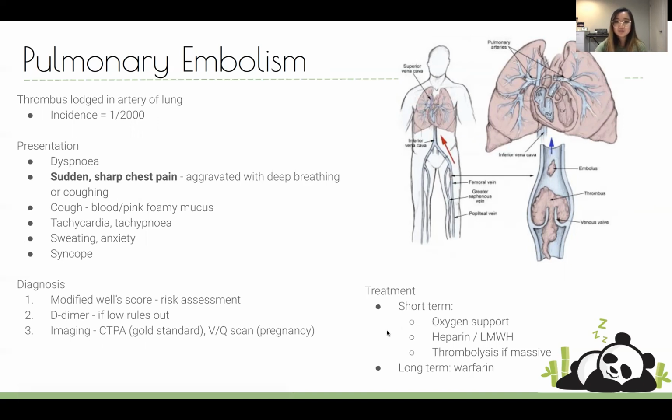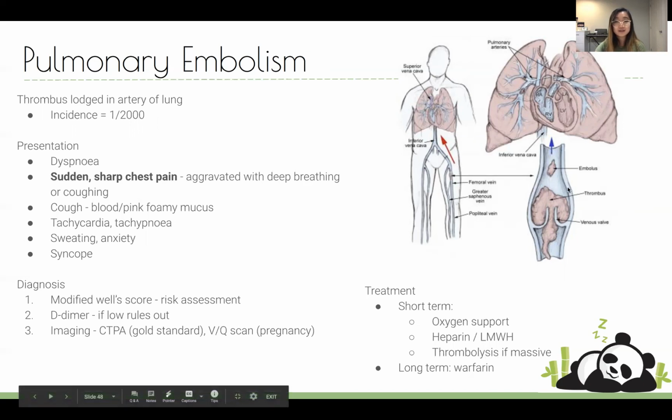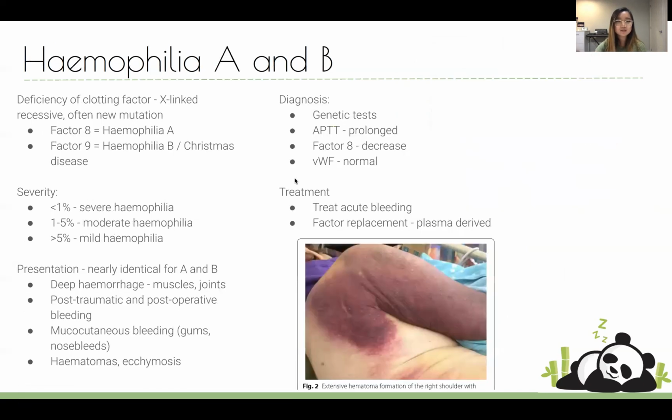And then treatment, short term, you can give oxygen, heparin, thrombolysis, only if it's massive. And then long term, you can use warfarin or apixaban, so these long term anticoagulants. Those are your clotting disorders. These are your bleeding disorders. So hemophilia A and B.